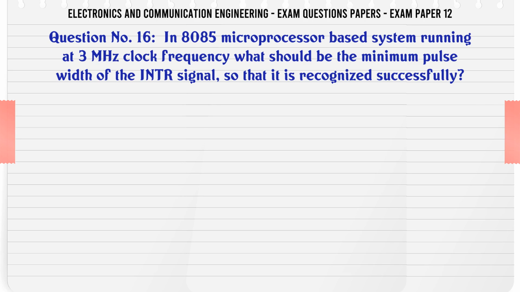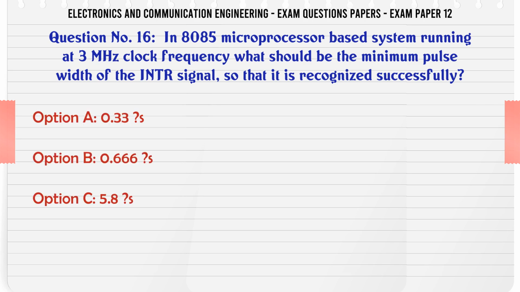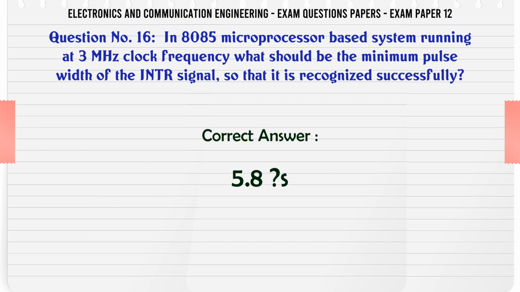In 8085 microprocessor-based system running at 3 MHz clock frequency, what should be the minimum pulse width of the INTR signal so that it is recognized successfully? A 0.33 s, B 0.666 s, C 5.8 s, D none of these. The correct answer is 5.8 s.